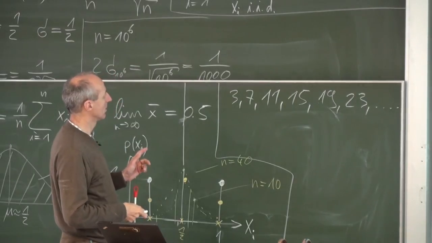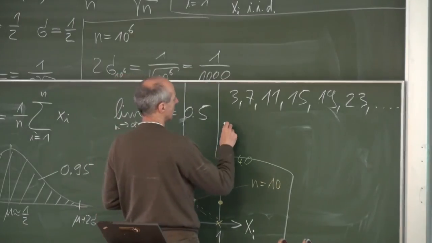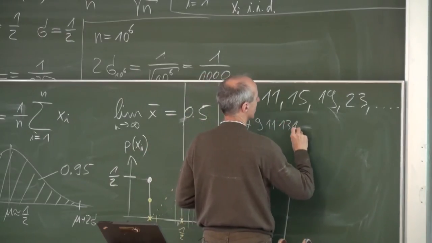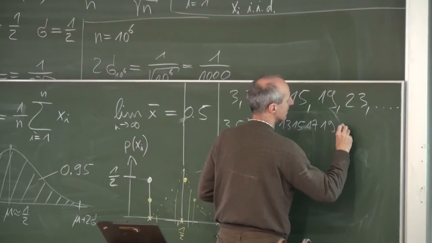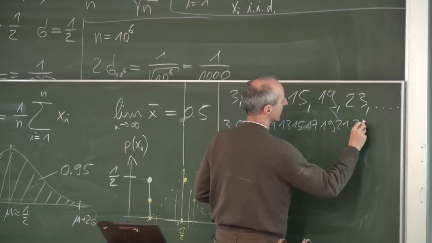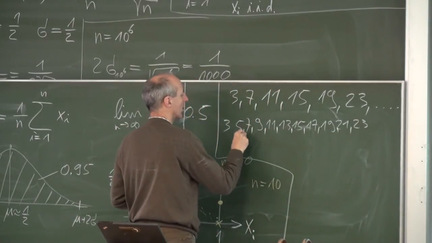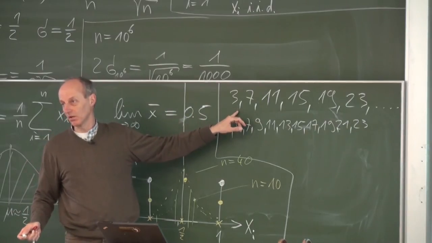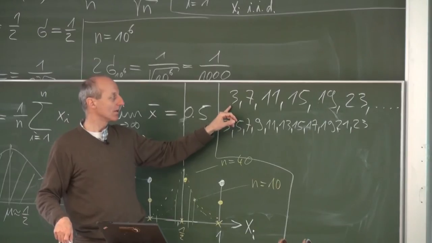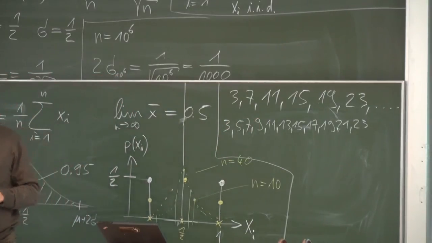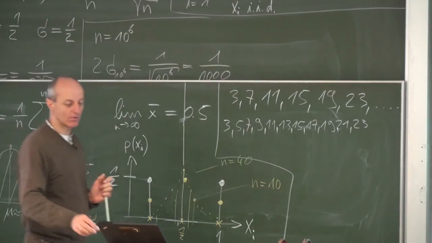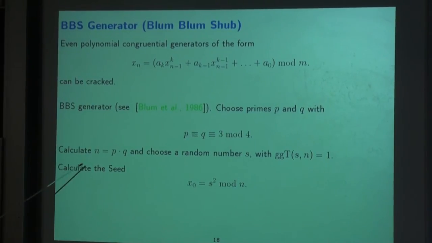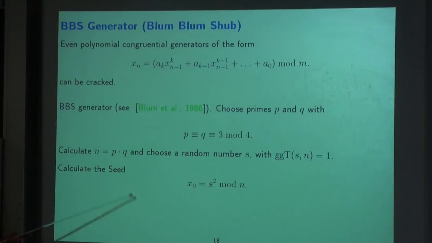Look, 3, 5, 7, 9, 11, 13, 15, 17, 19, 21, 23. This is a list of all odd numbers. And what we take here is every second odd number, but only these congruent to 3. So every second odd number is allowed as such a factor P and Q. And now what we do is we calculate N as the product P times Q.